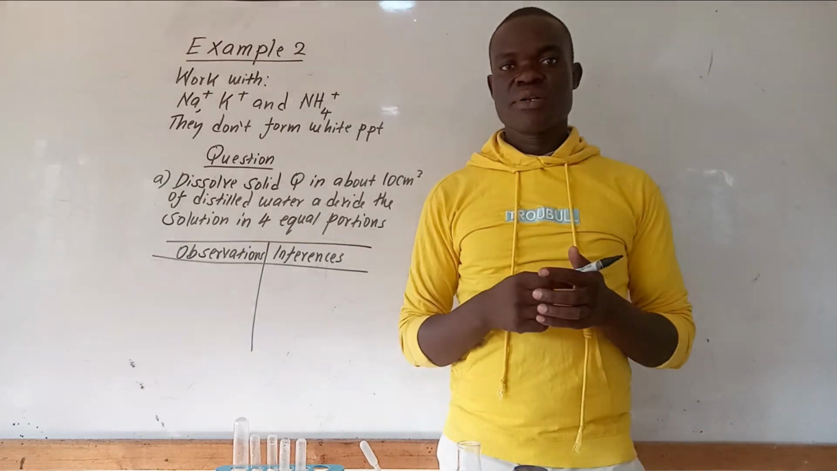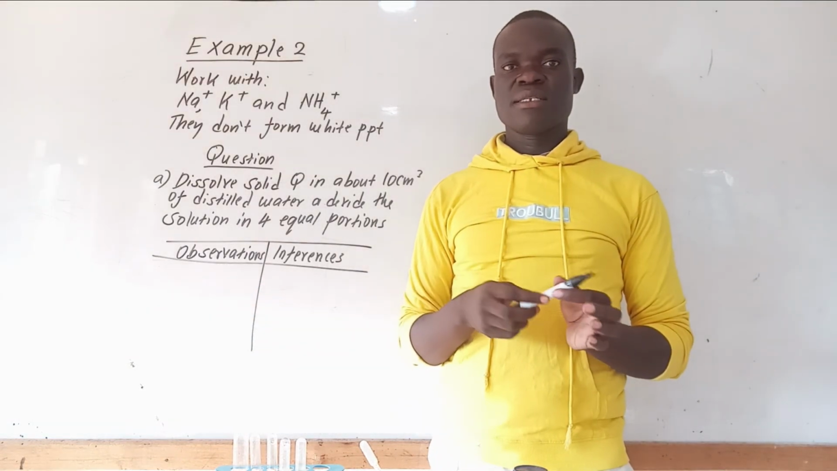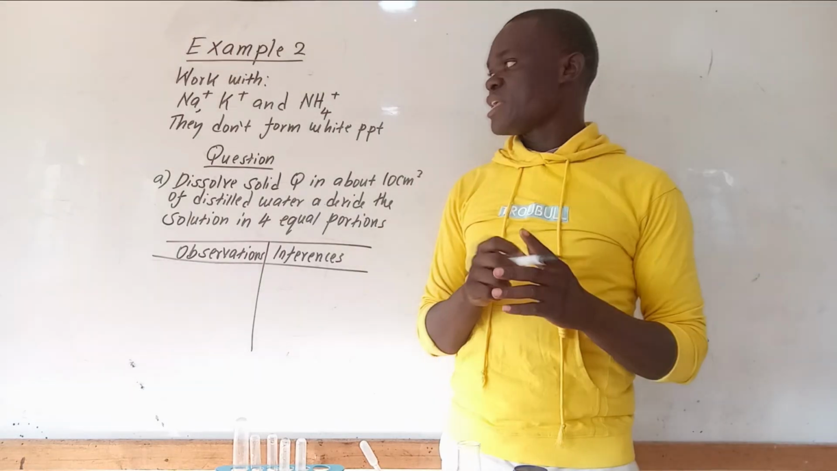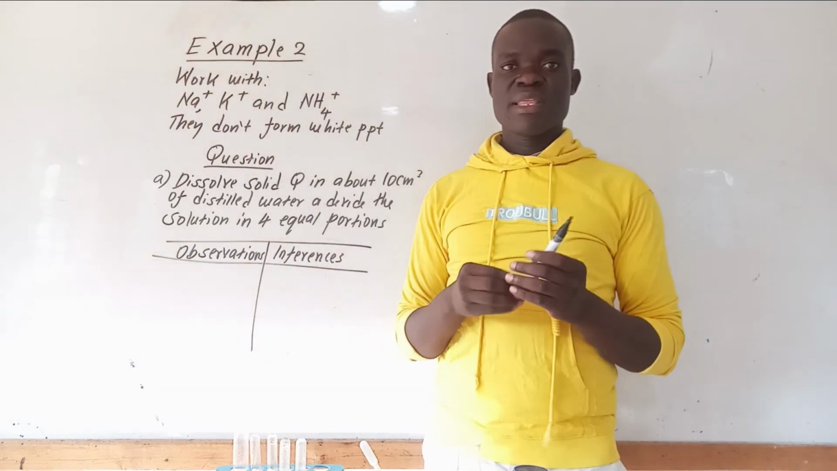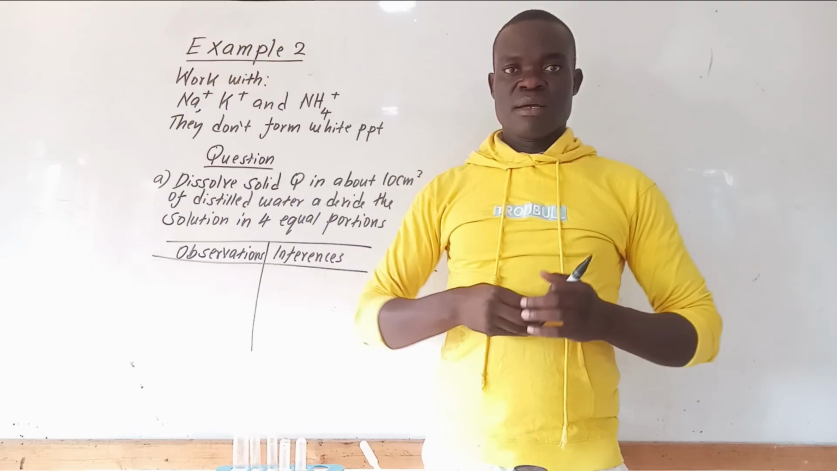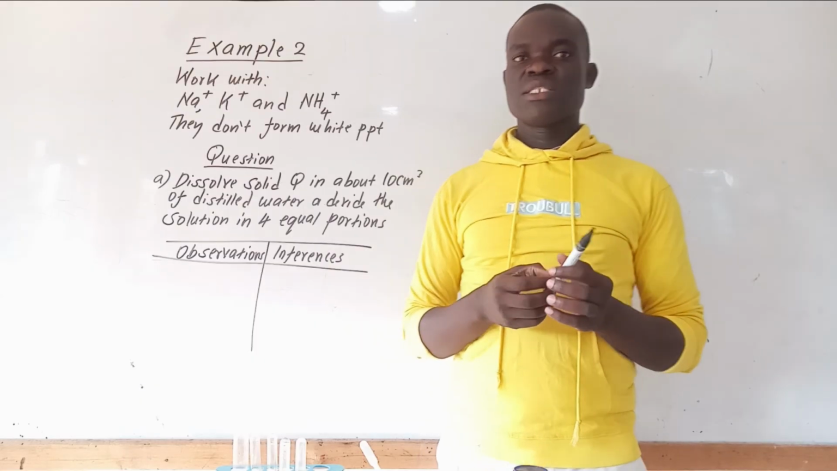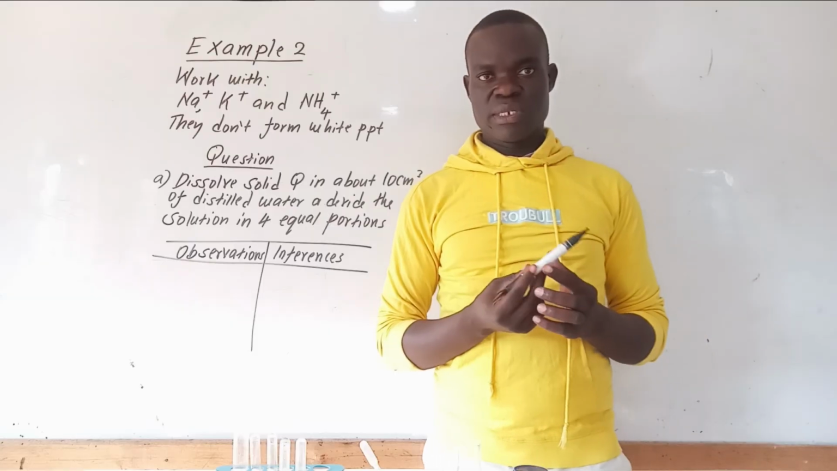So ammonium ion, sodium ion, and potassium ions do not form white precipitate at all. So if you are provided with a solid, you dissolve the solid in water. It dissolves to form a colorless solution.